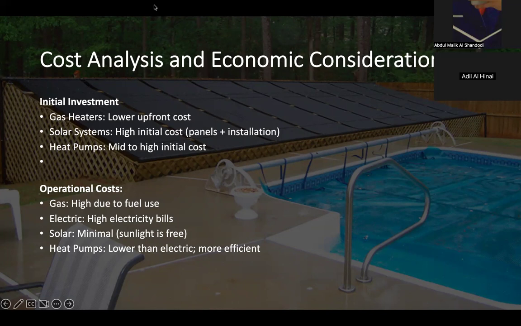Long-term costs of operation. One of the big considerations of running an above-ground swimming pool heater system is the cost of running it forever. Gas heaters are way up there in fuel to burn, while solar systems have very little cost after the initial installation. Heat pumps generally consume a little more energy, making them less expensive to operate.